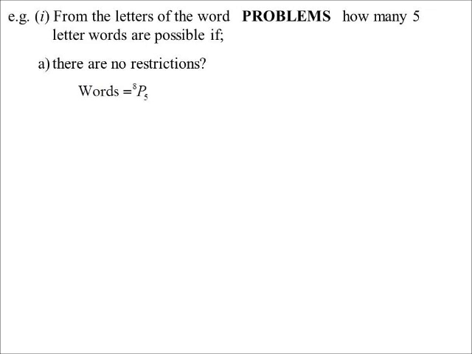Well, there are 8 letters. I'm only going to arrange 5 of them. So that's 8P5, or 6,720 different words. In factorial notation, that would have been 8 factorial, the number of ways I could arrange all the letters, divided by 3 factorial, the number of ways I could have arranged the letters I'm not using.